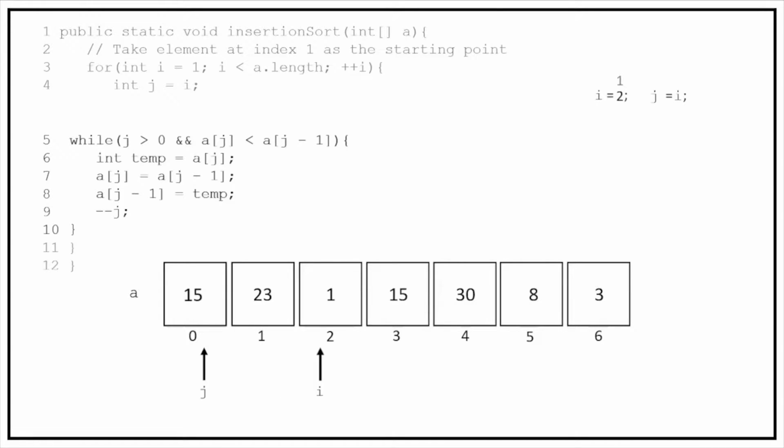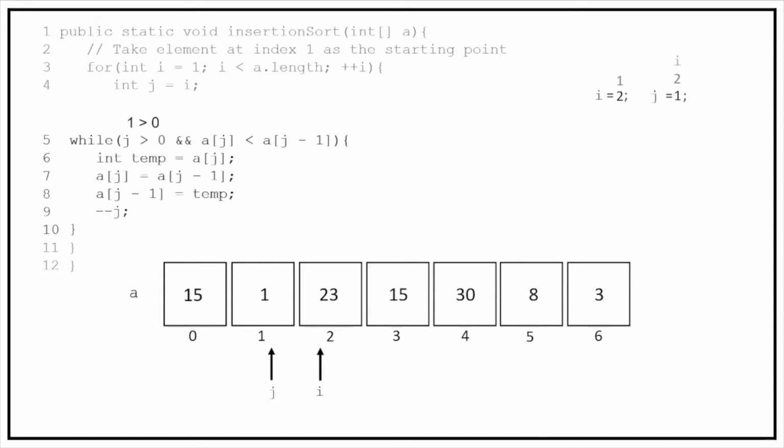J is equal to I, which is index 2. And we begin again. Is J greater than 0, or is 2 greater than 0? True. And is A at J less than A at J minus 1, or is 1 less than 23? True, it is. This means that we're going to swap and de-increment J. Now we're going to check again. Is J greater than 0, or is 1 greater than 0? True. And is A at J less than A at J minus 1?